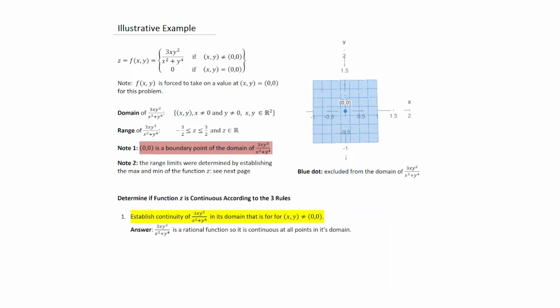First thing to do is to establish continuity of 3xy squared divided by x squared plus y to the power 4 in its domain, that is for x and y not equal to (0, 0). All right, 3xy squared over x squared plus y fourth is a rational function, so it is continuous at all points in its domain. You just have to make that statement. It's understood that rational functions basically will be continuous, and so therefore we can move on to the next step.